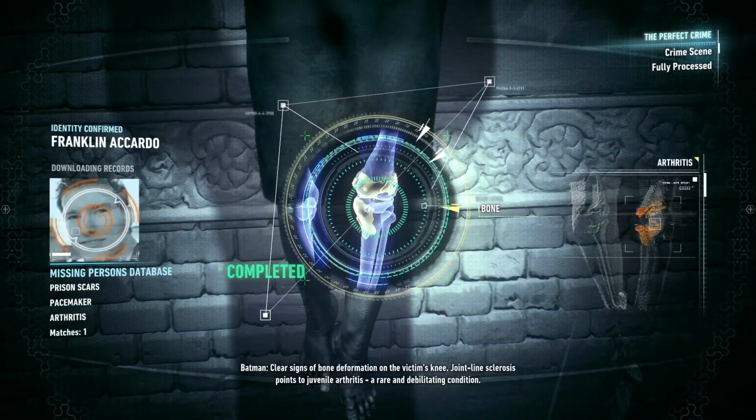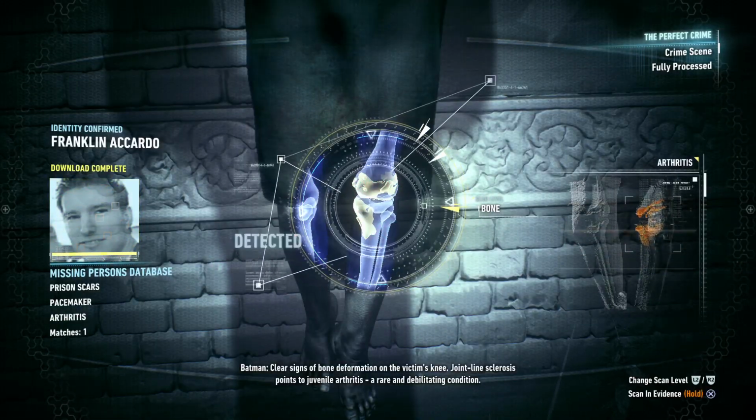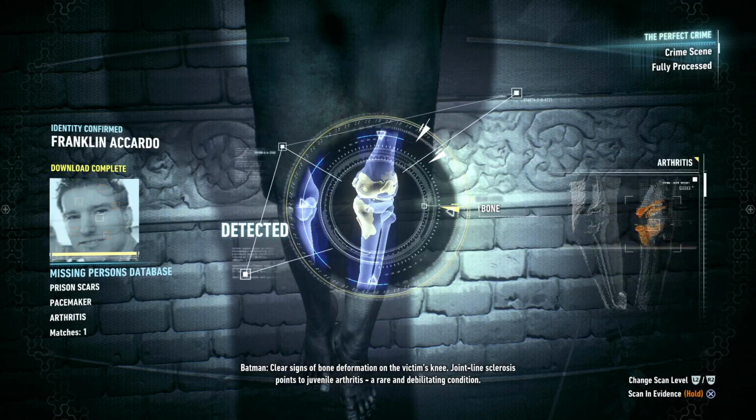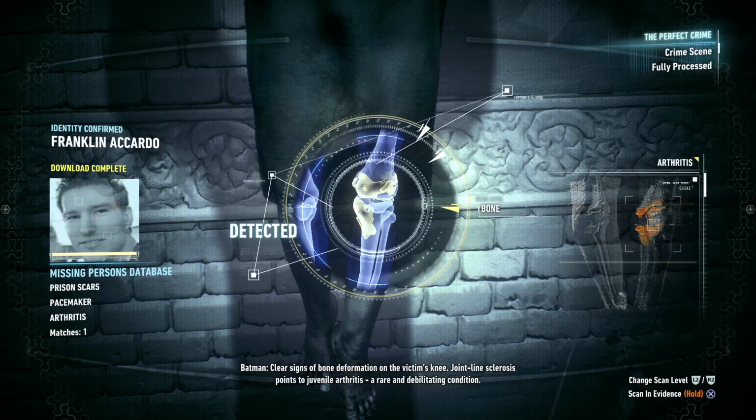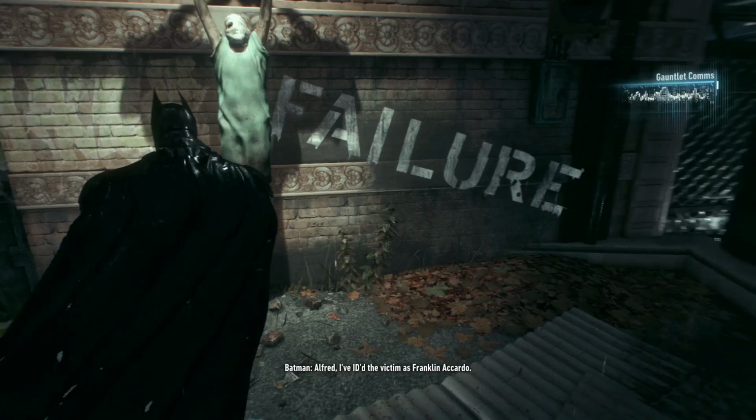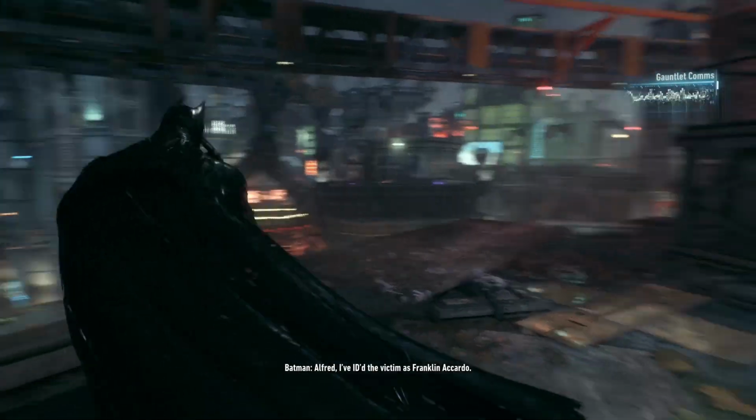Clear signs of bone deformation on the victim's knee. Joint line sclerosis points to juvenile arthritis, a rare and debilitating condition. Alfred, I've ID'd the victim as Franklin Accardo.